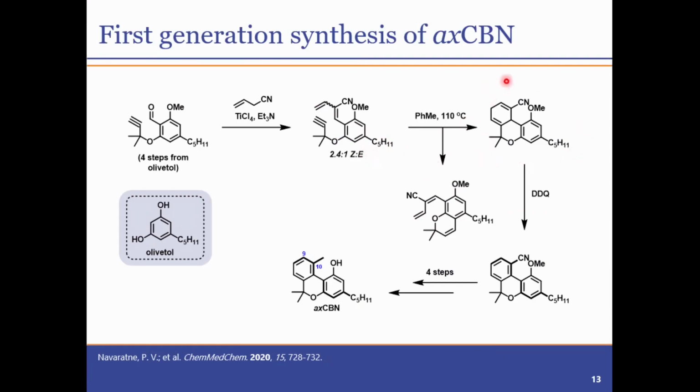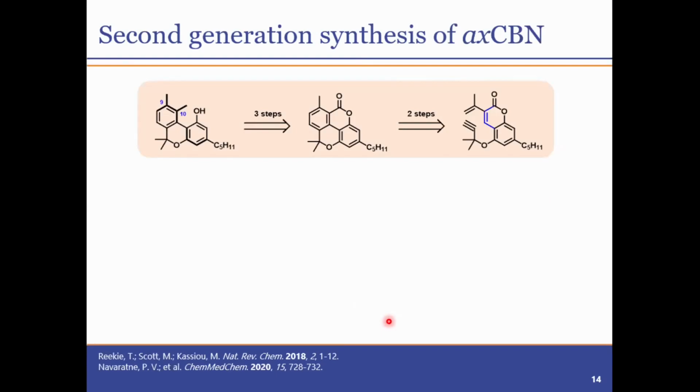But fortunately, we were able to obtain enough of this desired cyclohexadiene product, and through oxidation using DDQ, we could obtain this biaryl species that was then in 4 steps elaborated to the final target molecule of axCBN. I did abbreviate this synthetic protocol here, but if you're interested in seeing the full synthetic route, again, please check out this paper in ChemMedChem. This synthesis of axCBN was performable on the gram scale, so that allowed for preliminary biological investigation that I won't talk about in this presentation, but if you're interested, please absolutely put some questions in the chat. I'd be happy to address those.